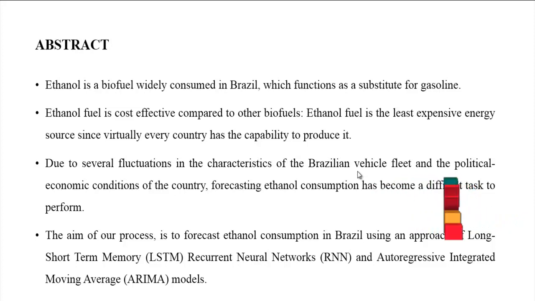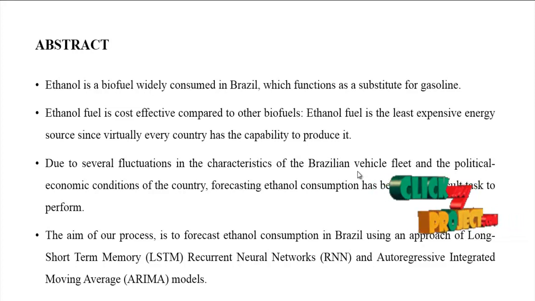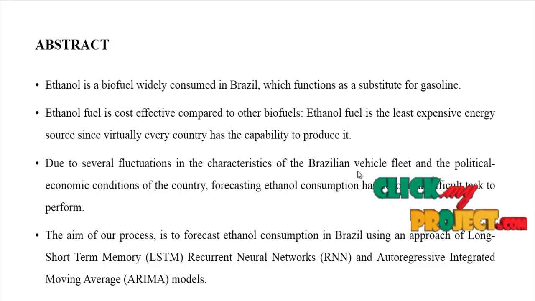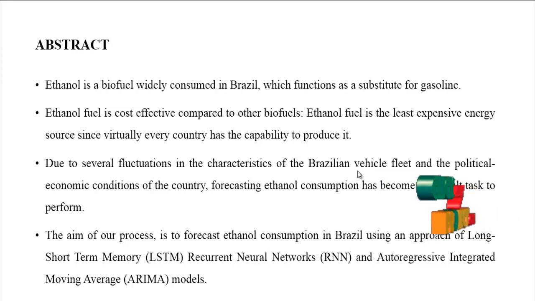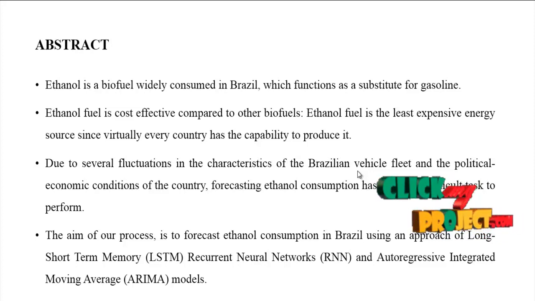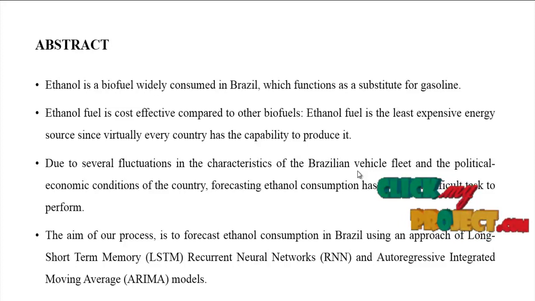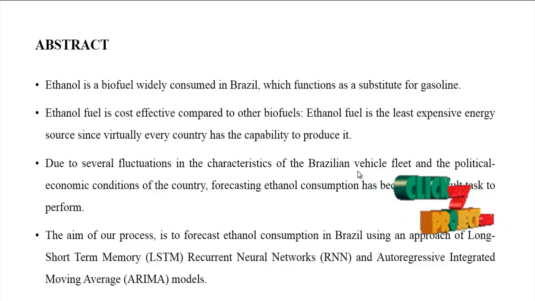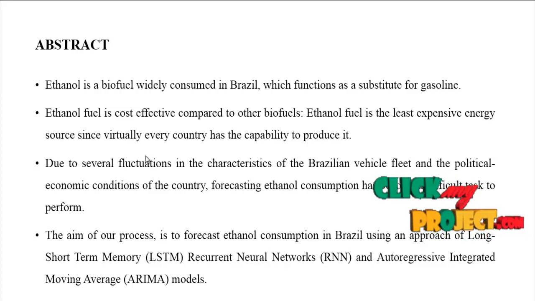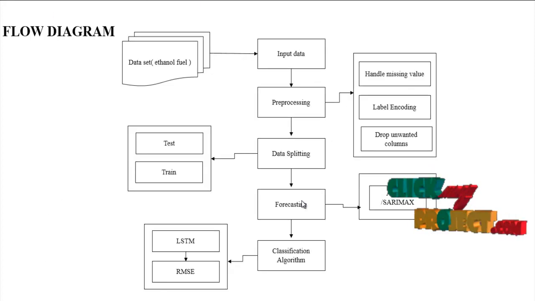Ethanol fuel is cost effective compared to other biofuels, so ethanol fuel is the least expensive energy source since virtually every country has the capability to produce it. The aim of our process is to forecast the ethanol consumption in Brazil using a long short-term memory recurrent neural network, and the autoregressive integrated moving average model, that is ARIMA. And under the ARIMA, we have to implement the ARIMAX model. So this is the overview of our process.